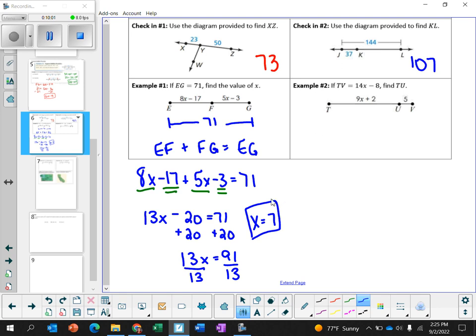Looking at example 2, very much the same, except they're telling us TV, the whole thing, is 14x minus 8. So still making an equation where TU plus UV equals TV.